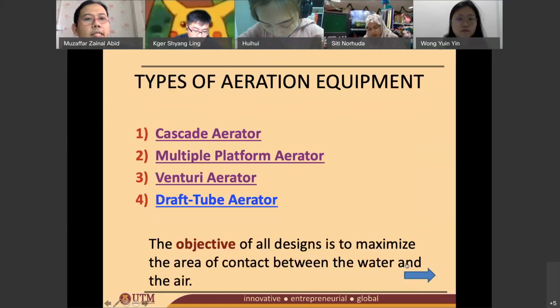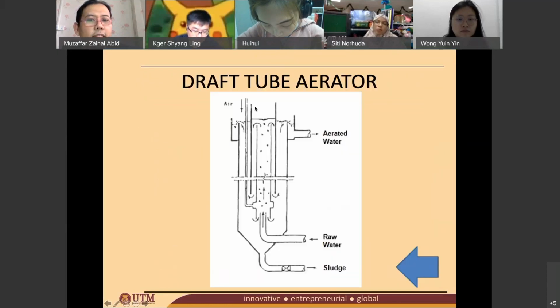And the last part is the draft tube aerator. It looks like this. The raw water comes from down, then the air is pumped. So the water inside here will get mixed with air, and then it goes out as aerated water. Whatever solids are formed, like iron 3 and manganese 4, will all settle inside this tank and go out as sludge. So those are 4 types of aerators.